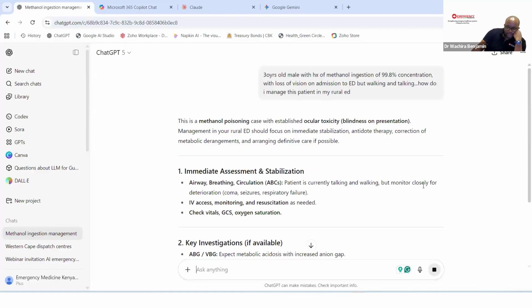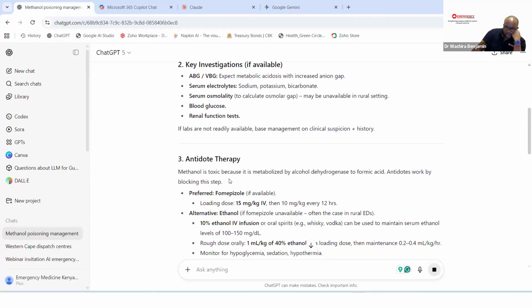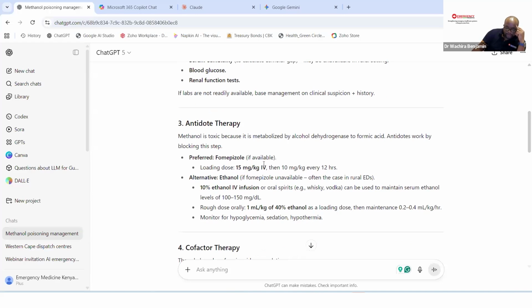So the patient is walking and talking, but monitor closely for deterioration, coma, seizures, organ failure, IV fluids as needed. If available, we don't have this. We have electrolytes, we can do that. We don't have that. Blood glucose, renal function tests. Antidotes. Antidotes are preferable. Of course, we don't have that.